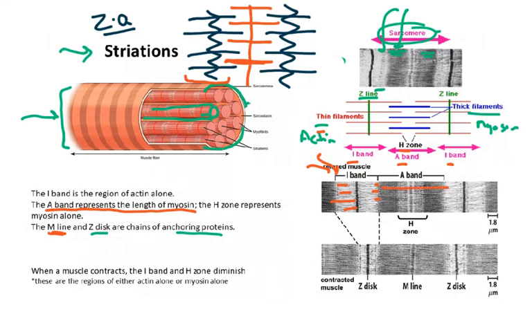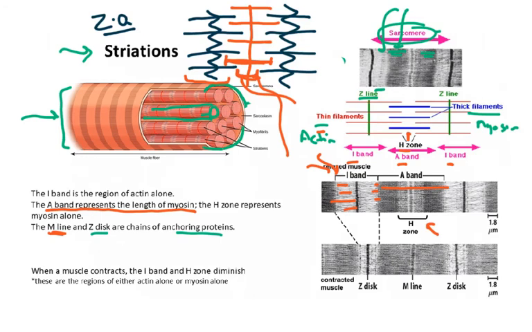And then finally, the H zone is this area where you would have myosin alone. And what's going to happen when the muscle contracts is our H zone is going to go away. Meaning when you look at this picture up here that I drew, currently there is an H zone. It's this area where you can only see the myosin. Remember, the A band is the full length of the myosin, but the H zone describes the area where we can see just myosin alone.